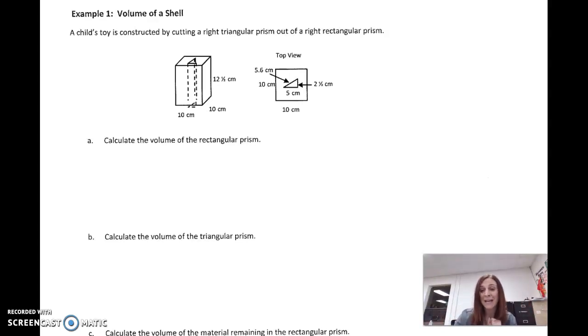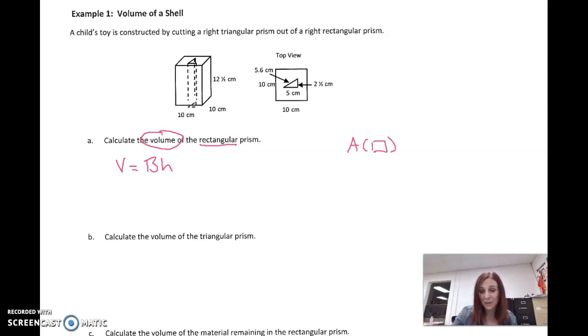So piece by piece, calculate the volume of the right rectangular prism. Start with your formula. Volume equals the area of the base times the height. Now, since this is a rectangle, the area of a rectangle is length times width. So rectangular prisms are easy to find the volume for because our volume is equal to the area of the base, which is a rectangle, so length times width times height. Don't overthink it. So we're looking at this figure here.